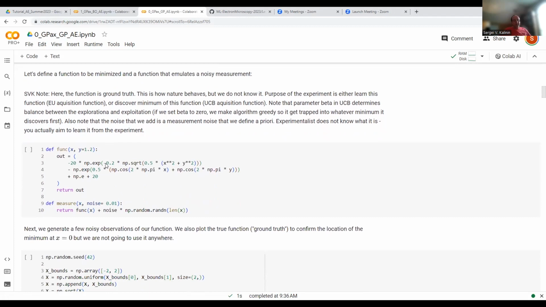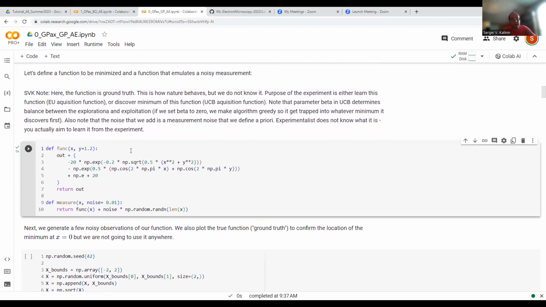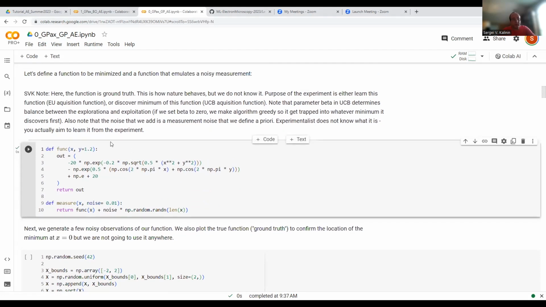And let's start with a very simple example of the function that we want to optimize in some way. So in this case, the function is the ground truth. This is how nature behaves, and this is what we want to discover in the automated experiment. But we don't know that. So the purpose of the experiment is either to learn the function or find the minimum of the function.